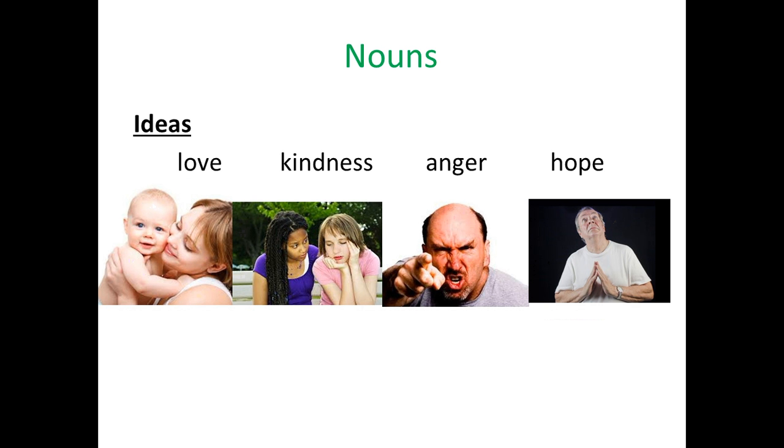Finally, nouns can also be ideas. These ones are a little bit harder because you can't really see or feel them. They're called abstract nouns. Words like love, kindness, anger, or hope. These words for ideas are also nouns.